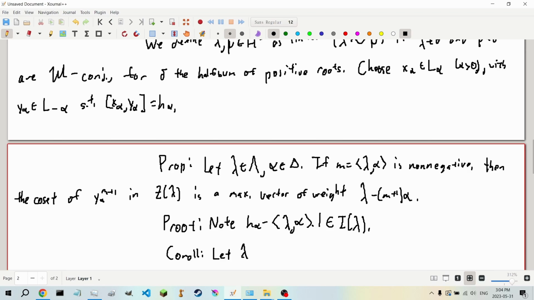Let lambda be an integral weight, alpha be in our base, and mu be sigma alpha of lambda plus delta, minus delta. Then the character of lambda is equal to the character of mu.